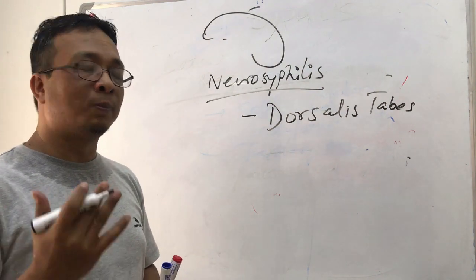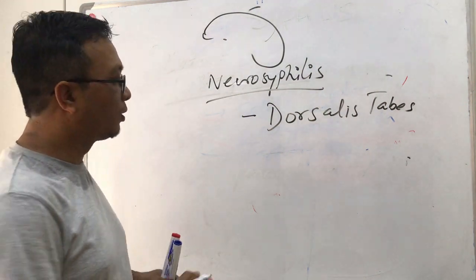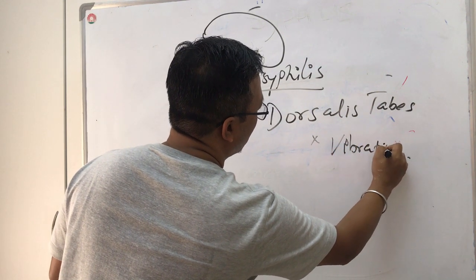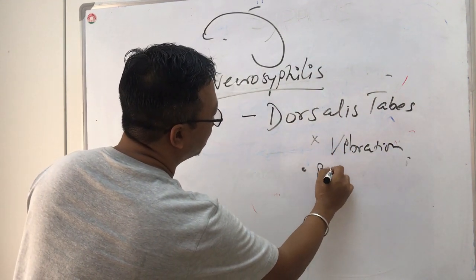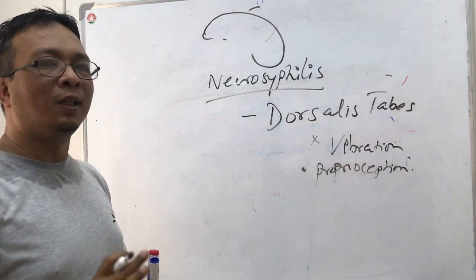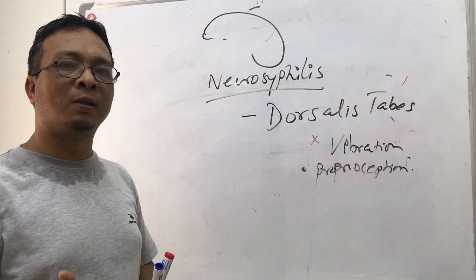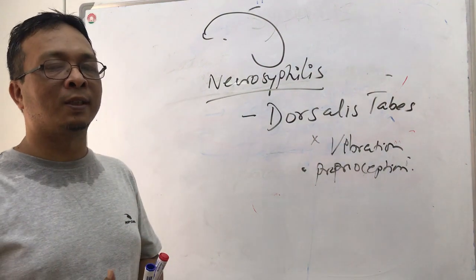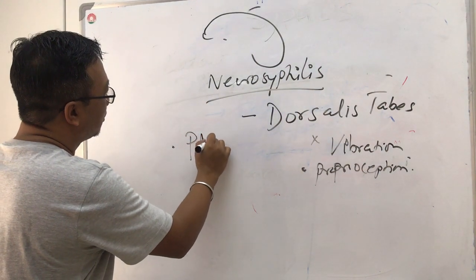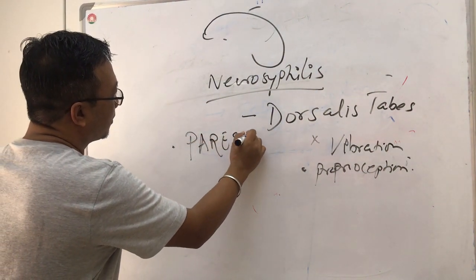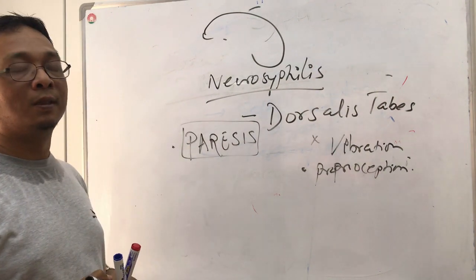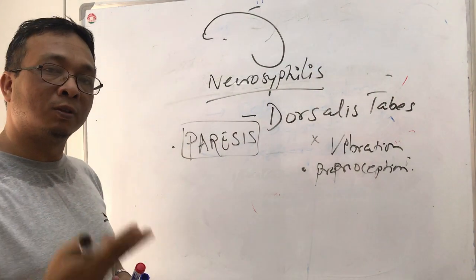As a result, there is loss of proprioception and vibration. Okay, so vibration will be lost. Joint sensation, proprioception will be lost. But it is not only limited to the posterior horn of the spinal cord, it can also come up to the anterior side of the spinal cord, leading to paresis, which is weakness of the muscles, and sometimes it can cause paralysis also.